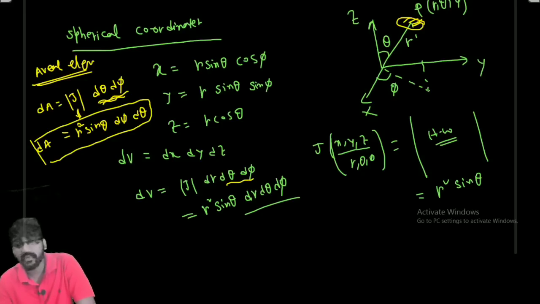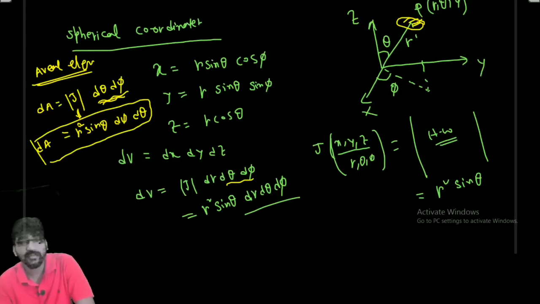When you talk about polar coordinates, just multiply by mod J, and if you calculate mod J, you will get this result. So this is how we can understand the Jacobian, and this is the complete course on the Jacobian. So the Jacobian is now completed.